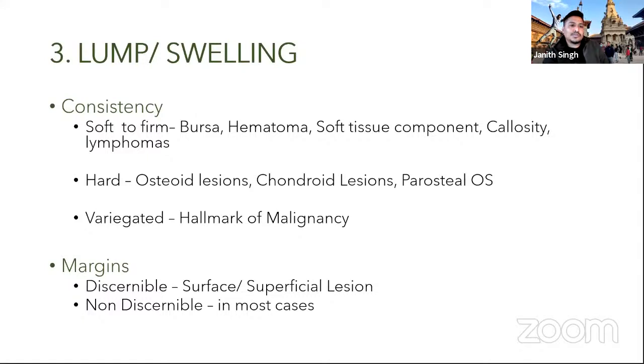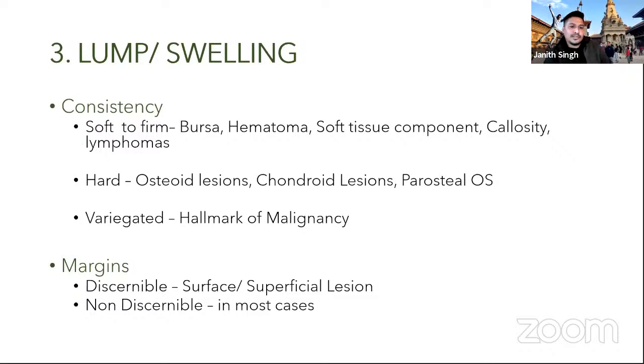Now coming to lump or swelling, you want to see the consistency. If it is soft to firm, it could be anything between a bursa or hematoma or the soft tissue component of a bone tumor. It could be callosities or lymphomas. I've written lymphomas because even bone lymphomas sometimes have such a big soft tissue component that you might be confused as to whether it is a soft tissue sarcoma or a bony pathology.